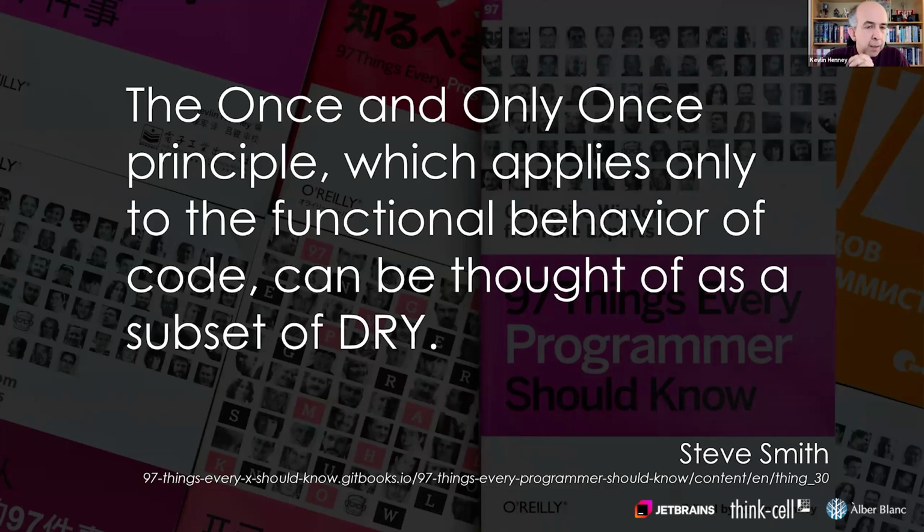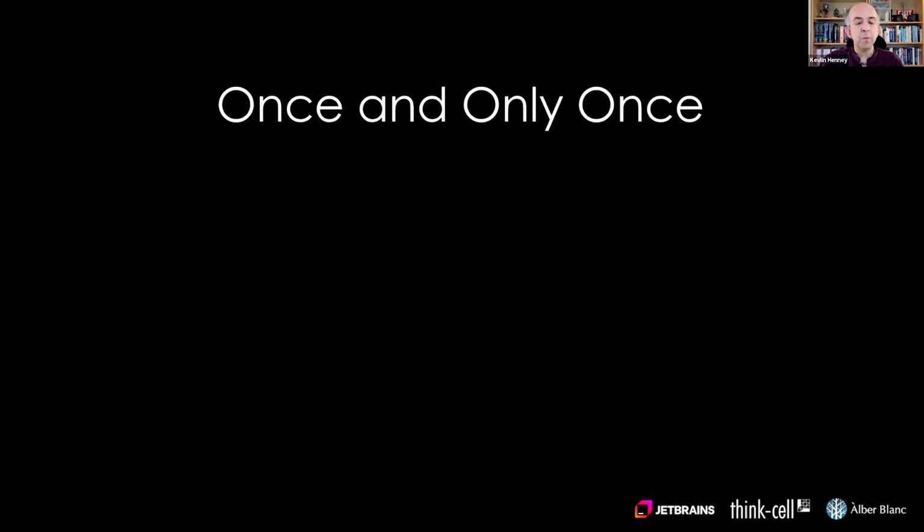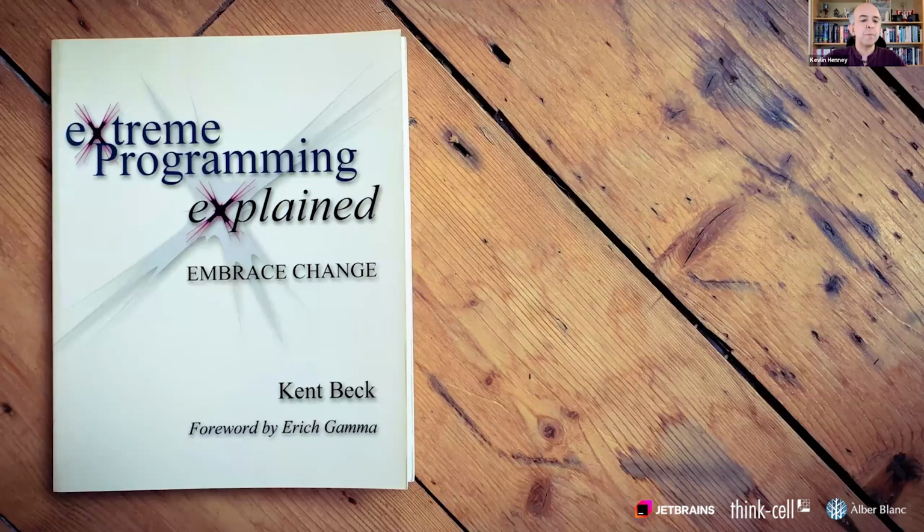Anyway, he identifies the principle that people are trying to talk about, the once and only once principle. You can get what's going on with that name, which applies only to the functional behavior of code, and can be thought of as a subset of DRY. Oh, that's what people are talking about. So once and only once, also known as OAOO, very vowel-oriented. Where does this come from? This comes from a book called Extreme Programming Explained.